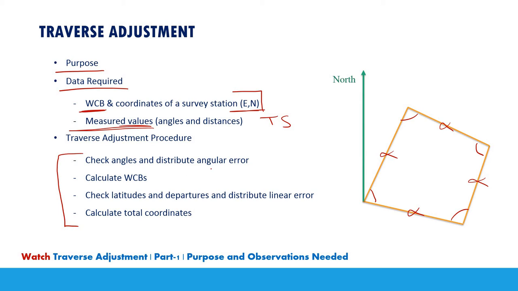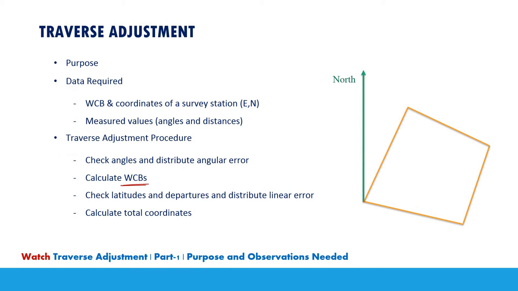I mentioned that you need first to calculate the angular error and distribute this error, and after that you need to calculate the whole circle bearings. The whole circle bearing is just an angle from north to the measured side. For example, if you are working on side AB, let's take this traverse ABCD, the whole circle bearing for side AB would be an angle from north clockwise towards AB. That's it. Very easy, very simple. So this is the whole circle bearing of AB.